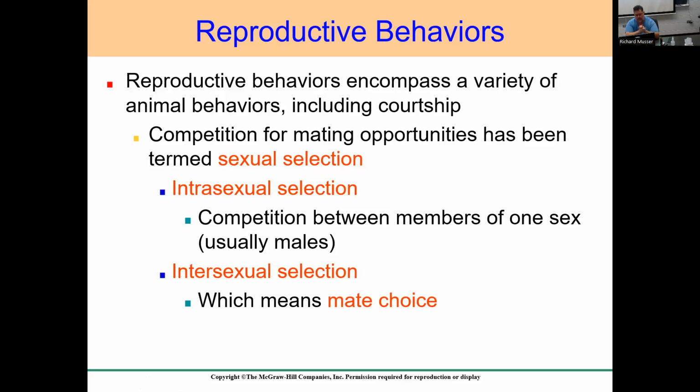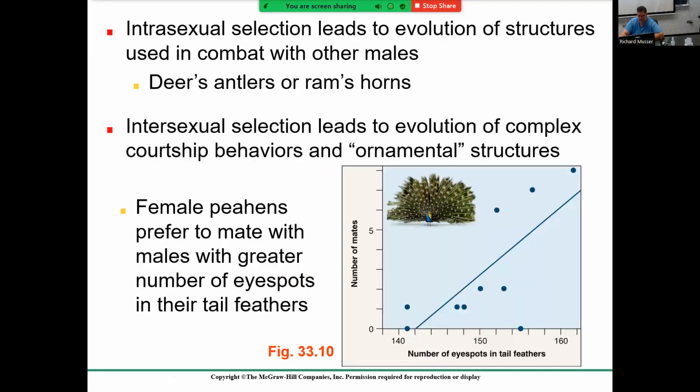And then intersexual selection is mate choice, where females are doing the choosing. But it may be a combination of all these things. Here's an example of evidence for mate selection and sexual selection. So the first one, we're going to skip down here and we'll go back up to the deer. Intersexual selection, again, is due to ornamentation, ornamental structures.